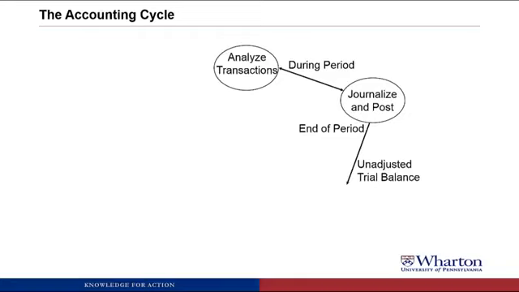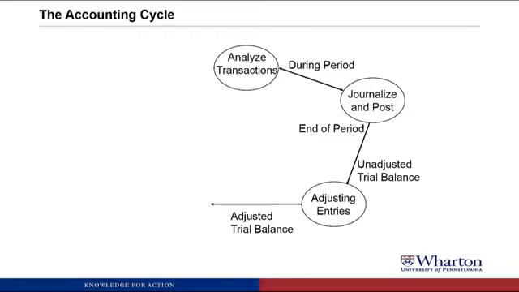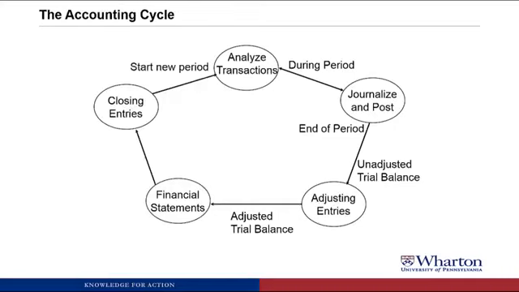Then we do something called adjusting entries, which are needed to get the books correct before we do financial statements. After another trial balance, we prepare the financial statements. When we're done with those, we have to do something called closing entries, which gets us all set to start the new period so that we can do this over and over again through the whole life of the business.